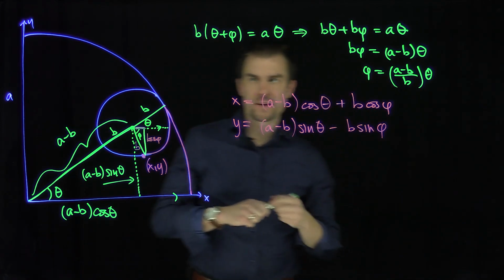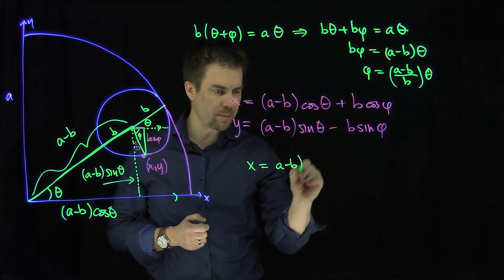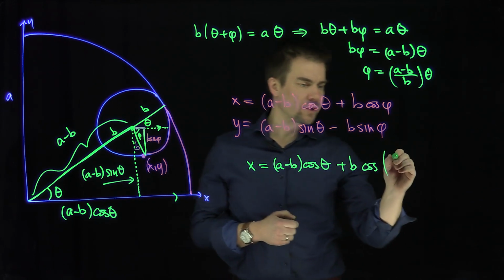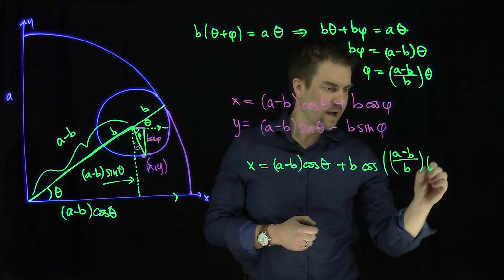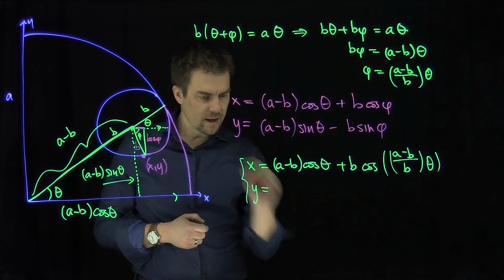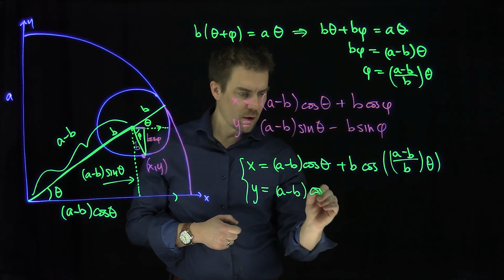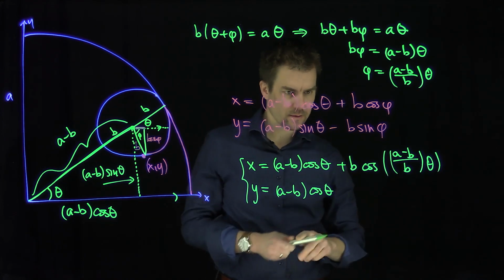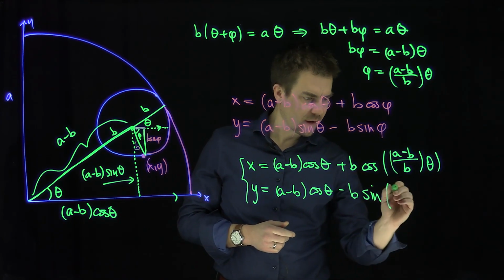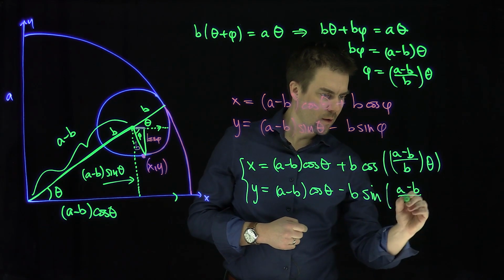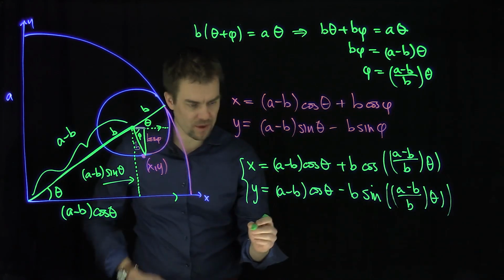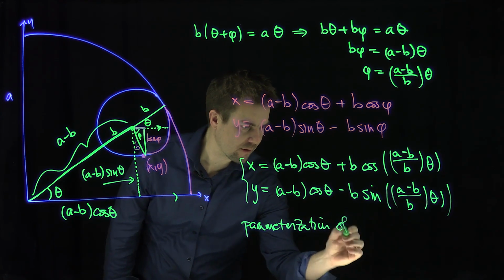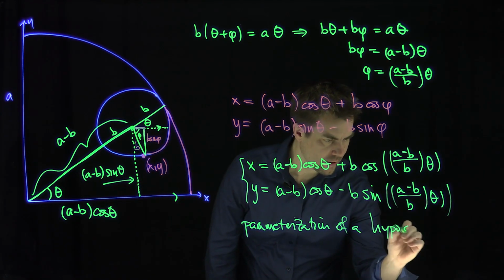So by the arc length assumption, I can now write down the parameterization of my hypocycloid. It's x equals (a minus b) cosine theta plus b times the cosine of (a minus b) over b times theta. And y is equal to (a minus b) cosine theta minus b sine of (a minus b) over b times theta. And this is my parameterization. This is the parameterization of a hypocycloid.